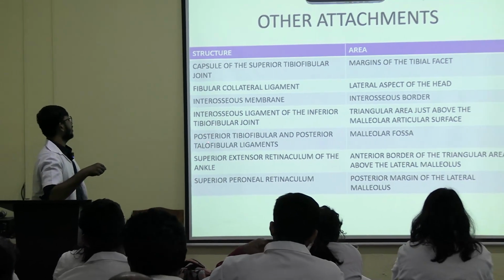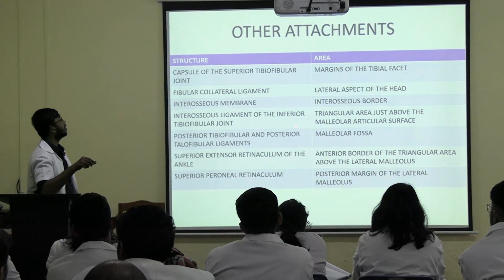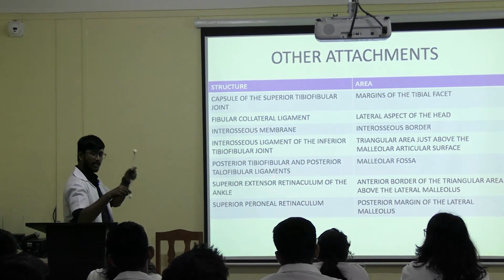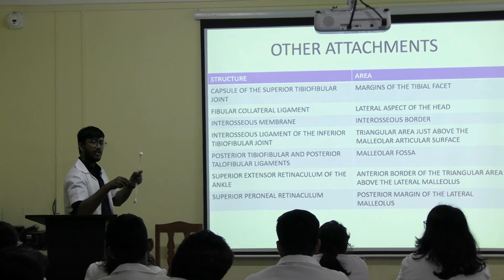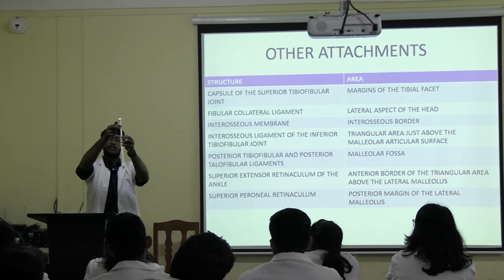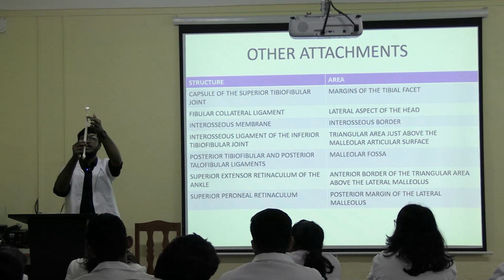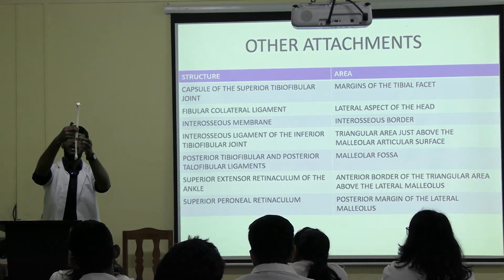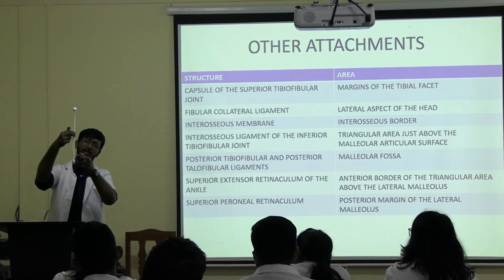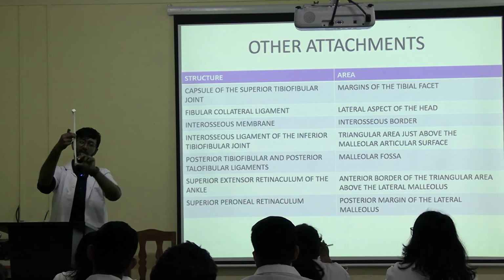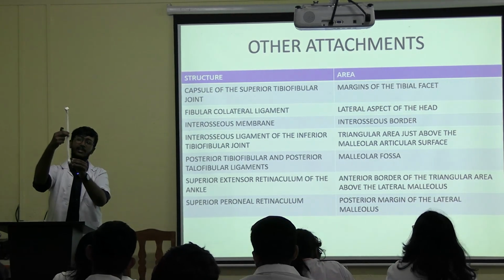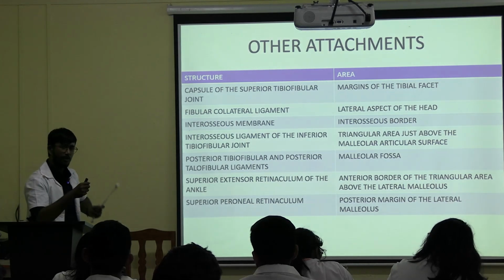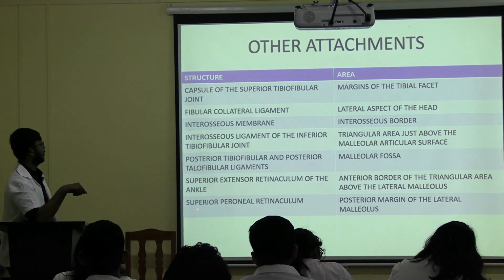Then comes the interosseous ligament of the inferior tibiofibular joint. In the inferior region where the interosseous border ends, there is another ligament. See, in the lower part, this is the anterior border, the interosseous border going downwards. Where it reaches is the point where the tibia attaches. So there is another ligament for prevention of friction.